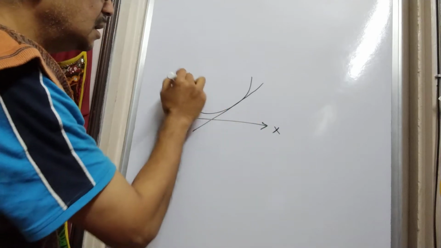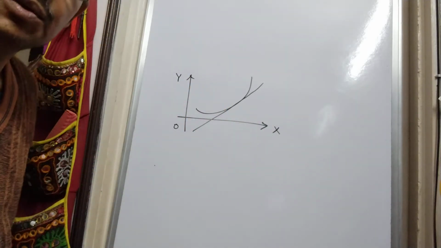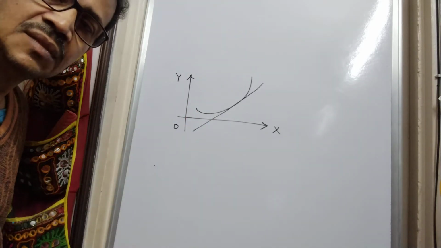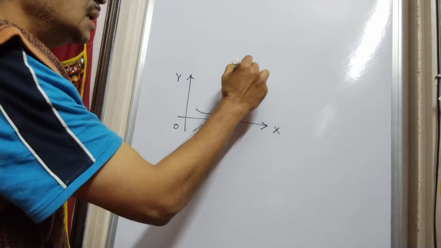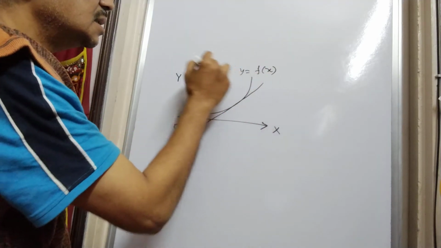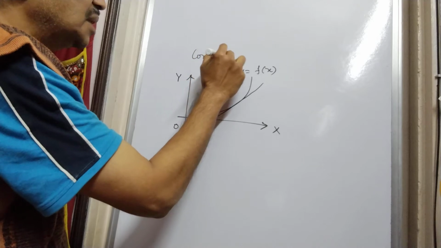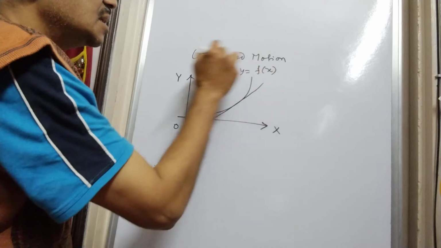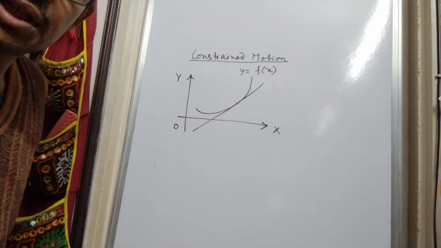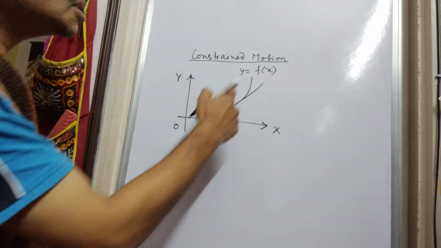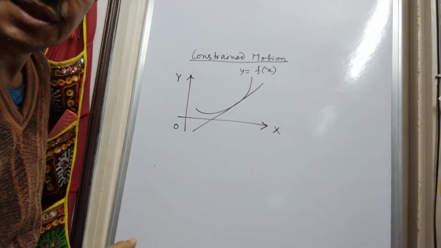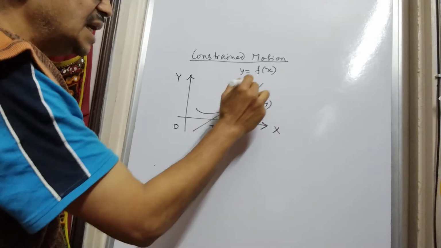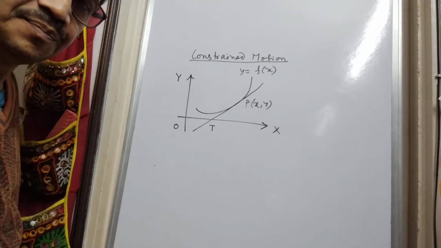Let us take a frame of reference with x-axis horizontal and y-axis vertical, and we have a trajectory y equal to f(x) along which a particle is moving. So it is termed as constrained motion, in a sense that the particle is constrained to move along this curve only, and we have drawn a tangent PT to that curve at the locus point P.